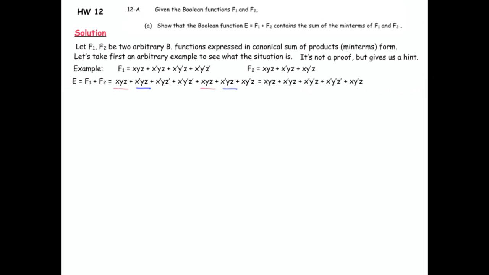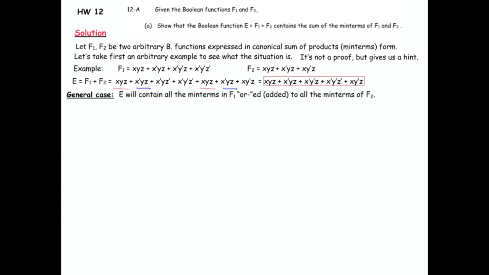Now, the ones that are not unique, we're going to sort of collapse them, right? We don't want to mention something double, right? Because of the idempotency axiom, right? xyz or xyz is xyz, right? Same thing for complement of x, yz. So now, instead of having 7 minterms, we only have 5. Okay. And that's sort of the result here.